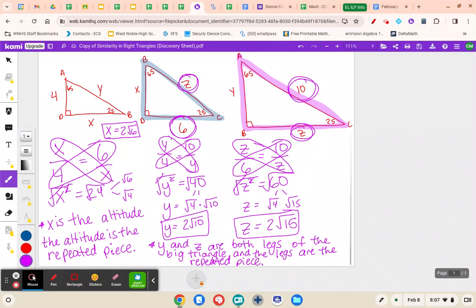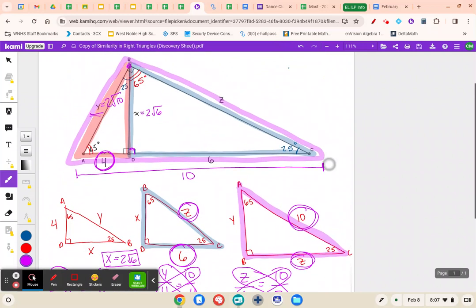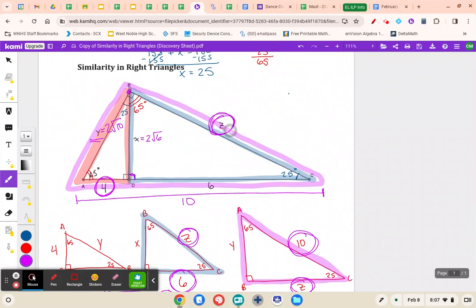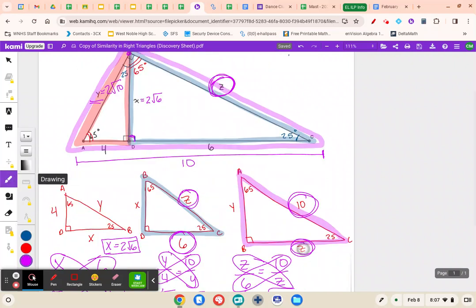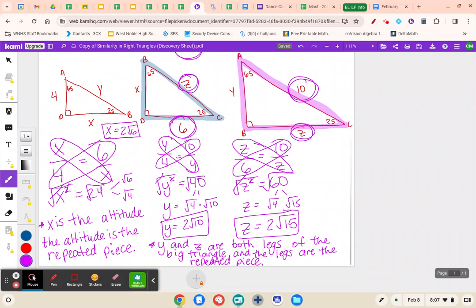Okay, so let's take one last look at this z here. Notice the z is the leg of the biggest triangle. So we're looking at the purple triangle. From there, you use the medium triangle's large leg and the big triangle's hypotenuse. Okay, we'll get to some more examples. Make sure you have this written down, that the altitude, if you're trying to solve for something with that information, is the repeated piece, or the legs would be the repeated piece.